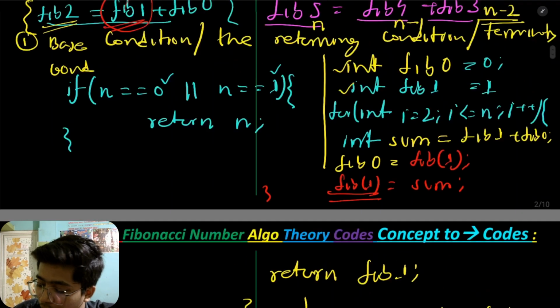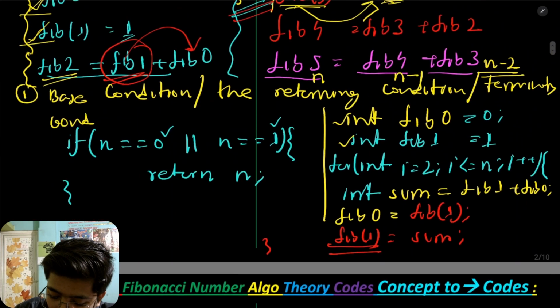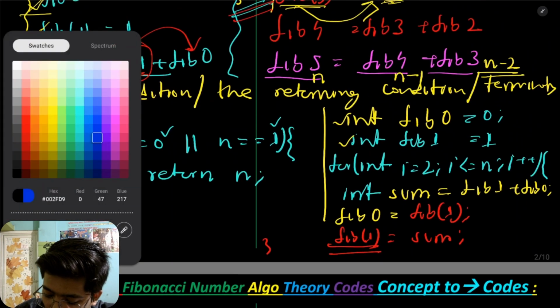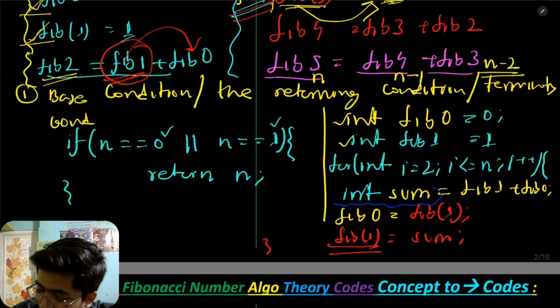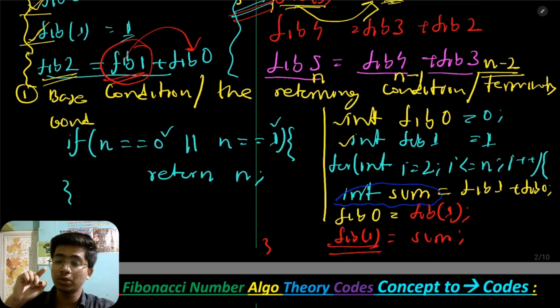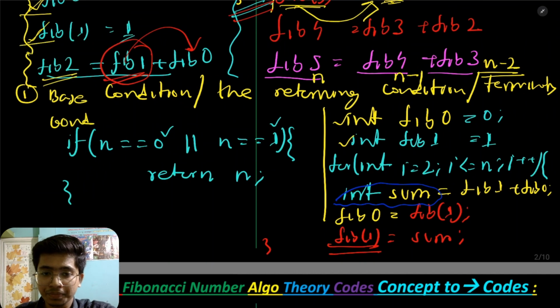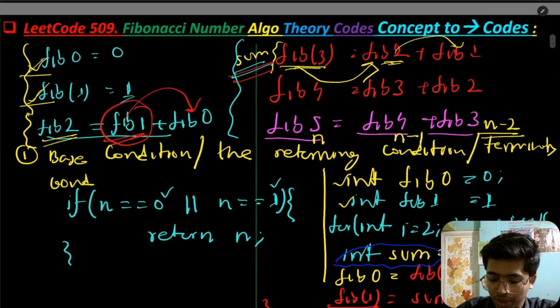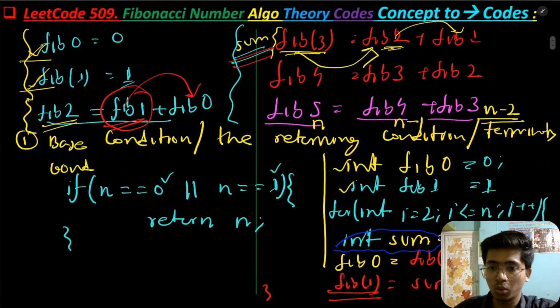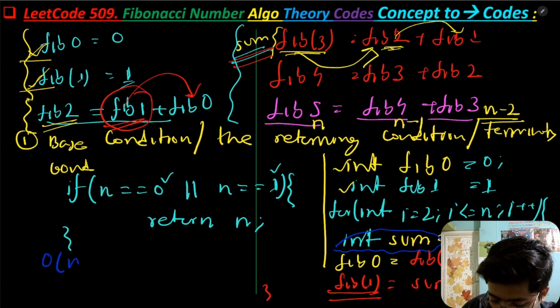Why big O of 1? Now notice we have only used one variable here, integer sum. We haven't used any array here, we have only utilized integer sum. So this is the most optimized version. We solved the code in terms of big O of n time complexity and big O of 1 space complexity.